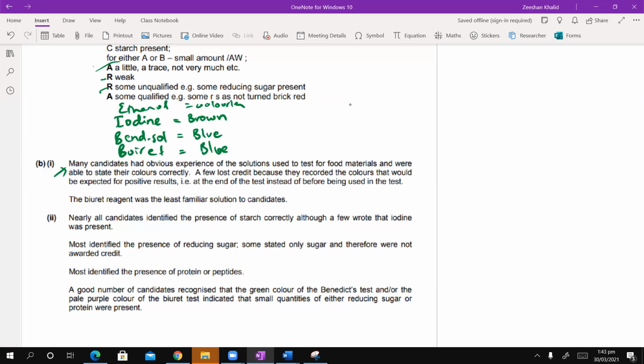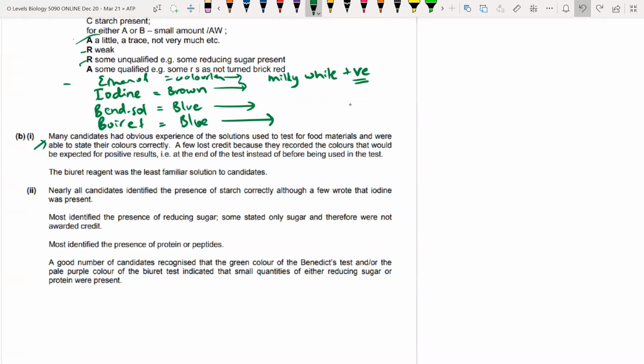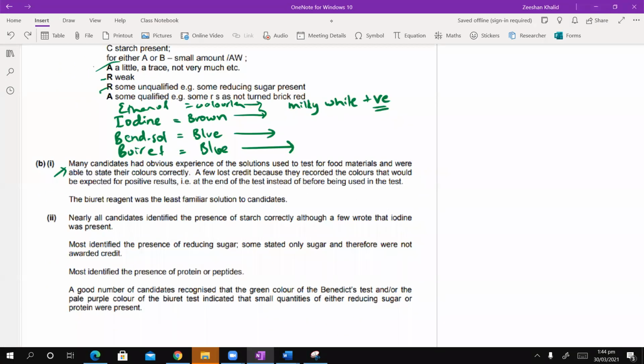Okay. जब हम food test का final result बताते हैं, we tell the color change, which will start from blue, of course, which will start from the colors of the reagents themselves, but then the positive result will, ethanol के case में आपको पता है अगर fat हो तो milky white color indicates positive result. If the result is negative, then the color will be colorless. You understand? If the result is negative, then the color will be the color of the reagent. That's very important. तो यहाँ पे वो आपको बता ही रहा है कि a few lost credit because they recorded colors that would be expected for positive results.